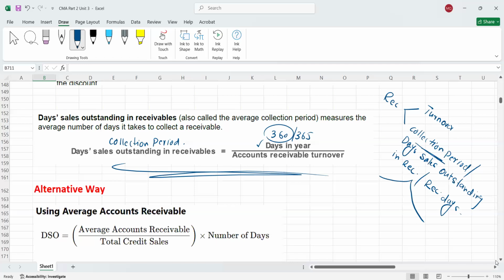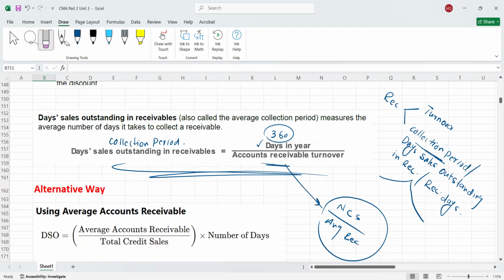So we take days in a year, and then we divide by the account receivable turnover answer. You just calculated the turnover ratio above: net credit sales divided by average receivables. That is the turnover. You divide by the answer of the turnover ratio. For example, I'm assuming 360 days, divided by a turnover ratio of, for example, 10 times. So 360 divided by 10. Whatever answer you get, it will be how much? 36, right?